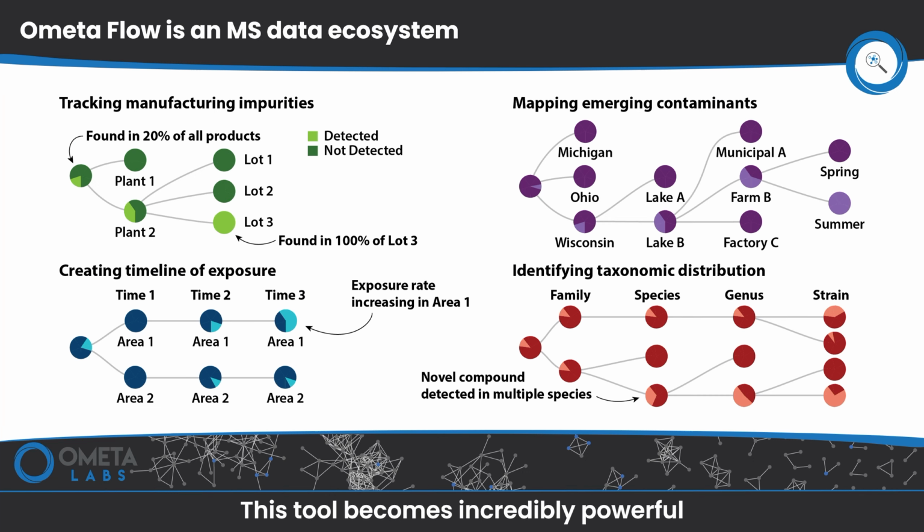This tool becomes incredibly powerful when paired with custom databases. Enriching MASST results with rich sample metadata can allow you to track novel compounds through manufacturing lines, waterways, taxonomic distributions, or time without having to first identify that metabolite. This can be a great way to find new sources of potential lead compounds or prioritize novel compounds for further study.